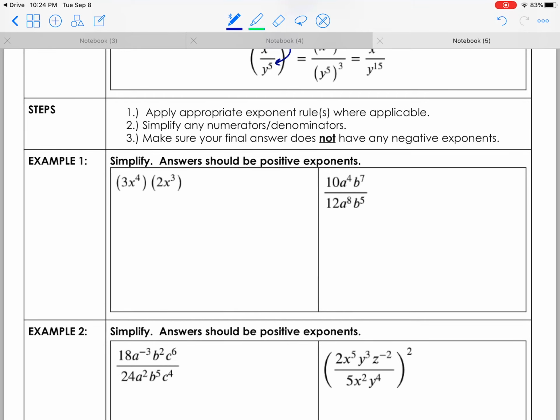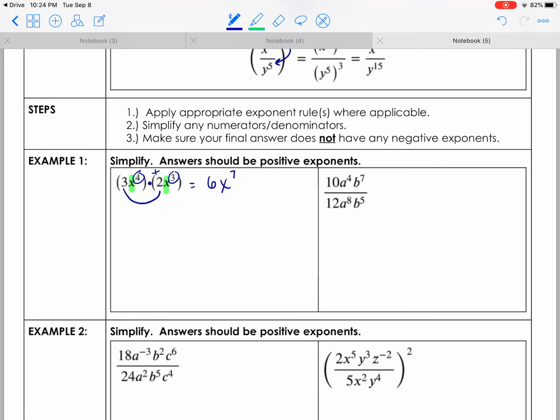Okay, so let's look at this first one. 3x to the fourth times 2x to the third. So since I am multiplying these, what I do is I multiply the 3 and the 2, which gives me 6. I do have like bases here, x and x. And since these are being multiplied, I'm going to take the exponents. And the rule says if I'm multiplying with the same base, I add those exponents. So my x is going to come over as my base, and 4 plus 3 gives me 7. So 6x to the 7th would be my answer.